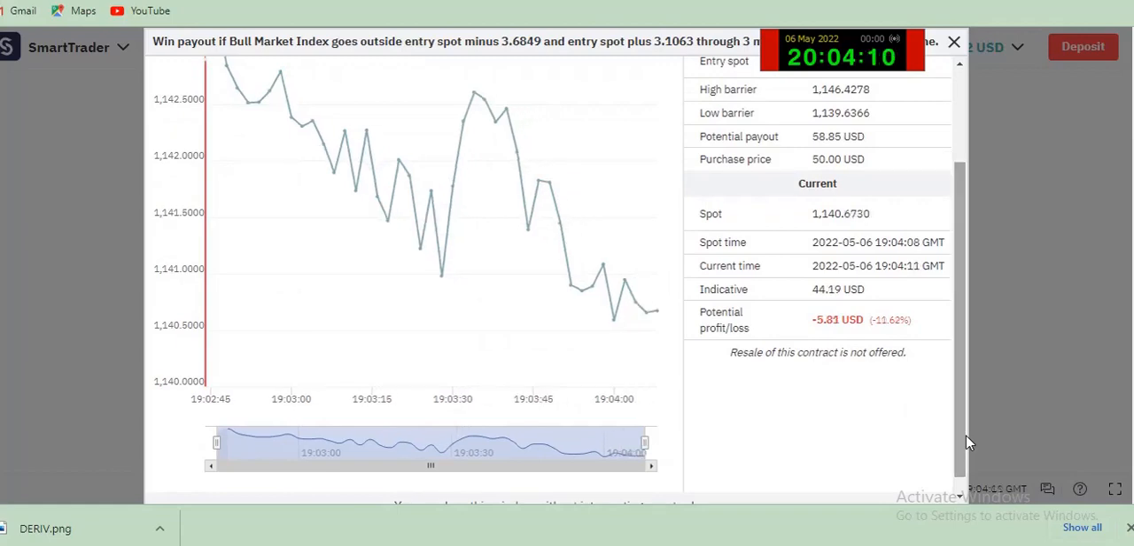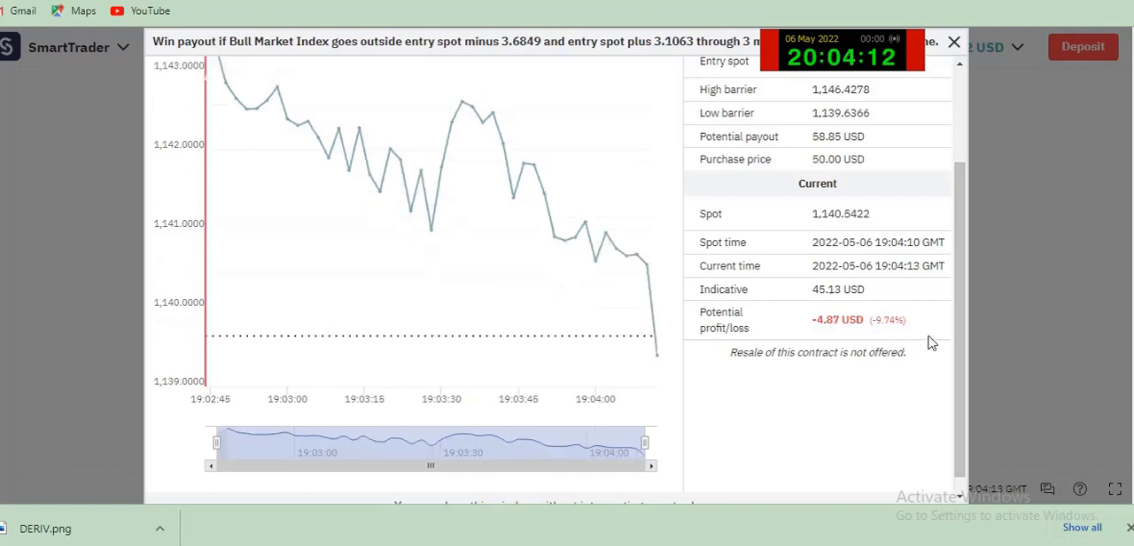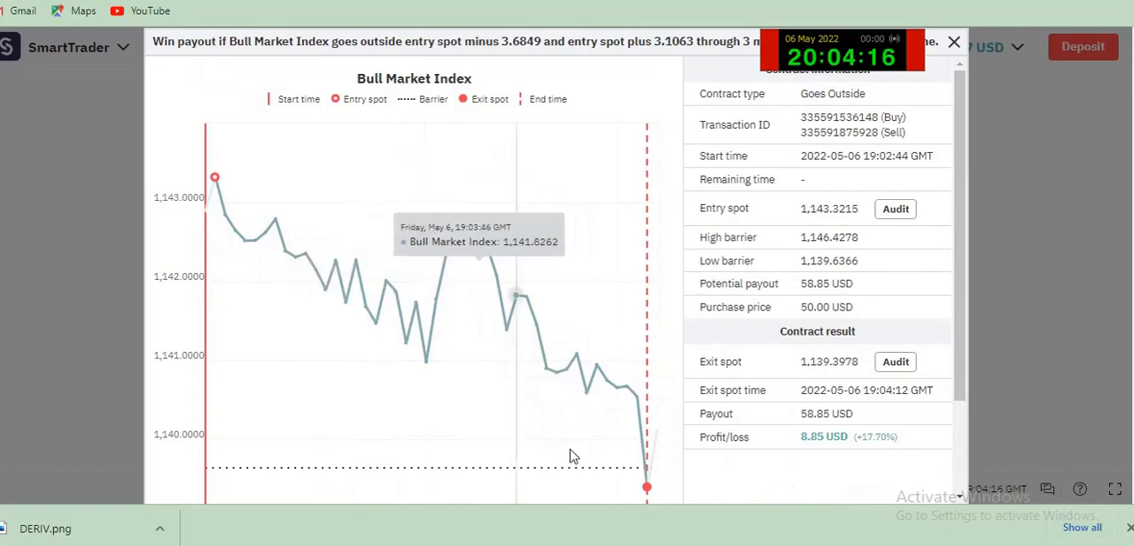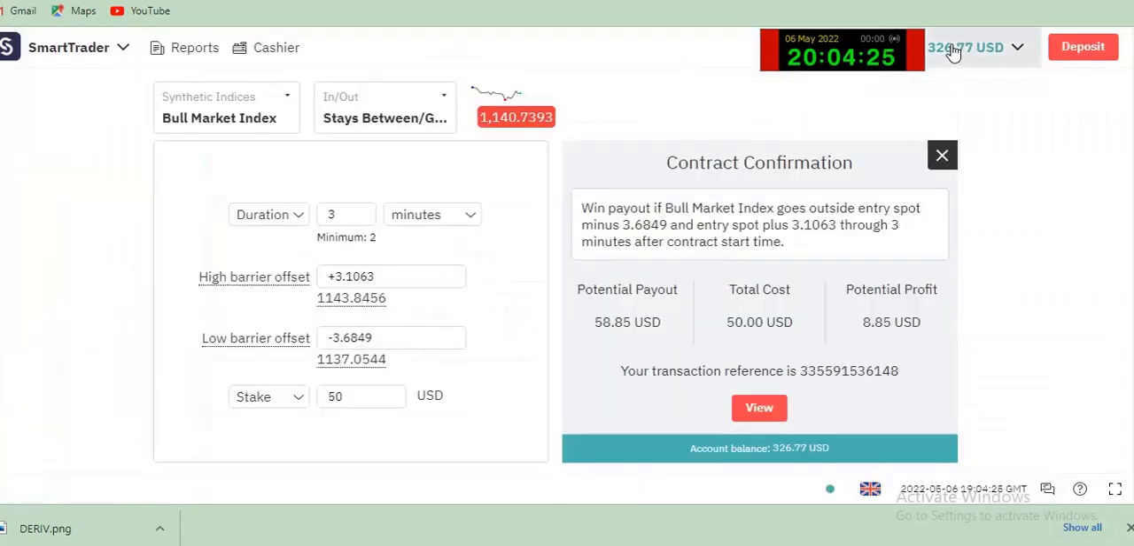So as you can see, we are still on negative. Alright, as you can see, it just touched the zone here, this line here. And what happened? We made our profit. So our second trade pulled through. This strategy is very easy, and you can easily make cool dollars, okay?